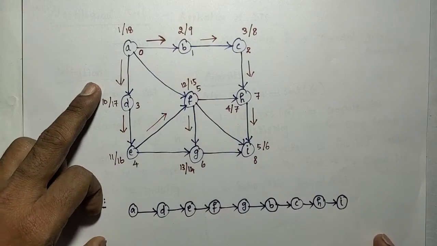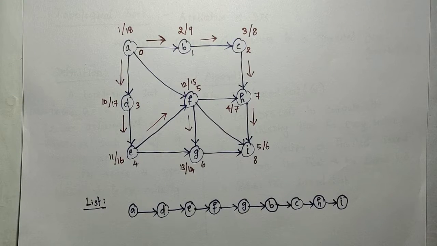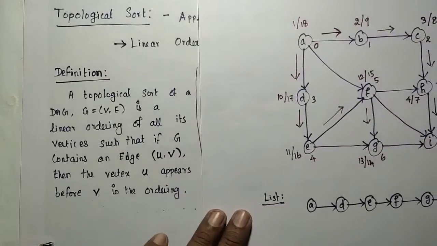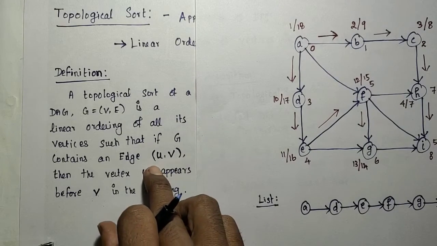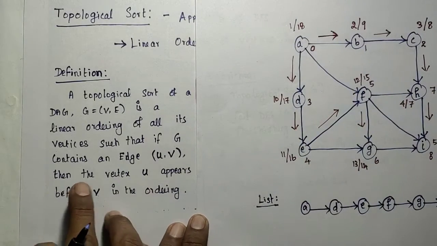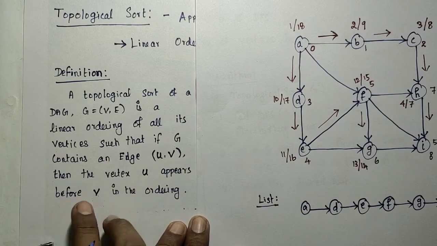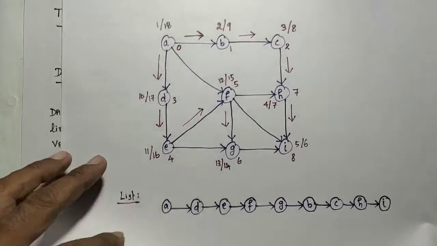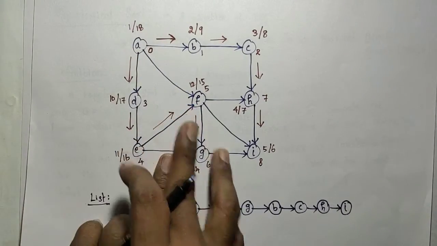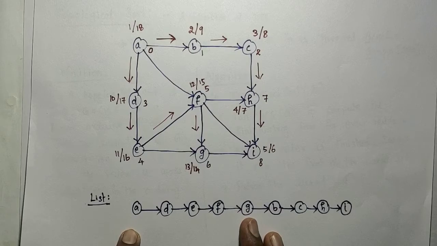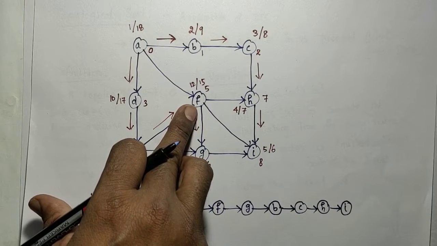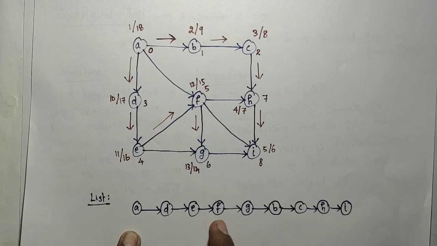So we have written the vertices in the linear ordering. How are we saying that it is a linear ordering? As per the definition, if you are looking at any edge u comma v, consider any edge in that graph, the vertex u appears before v in that ordering. For example, this edge is actually there in the result, the DF. But if you are considering the edge a comma f, look at a and f. A is the u and the terminal node is f.